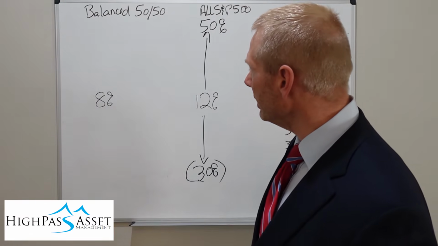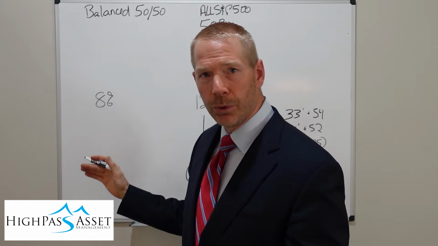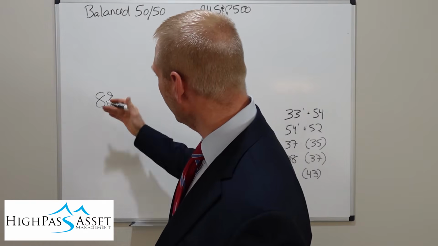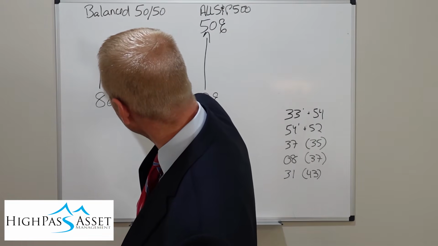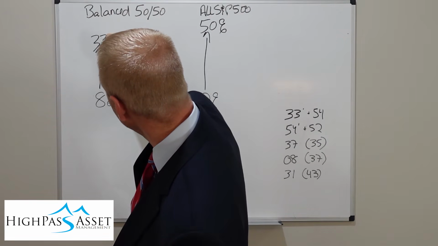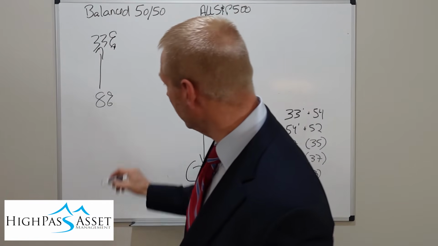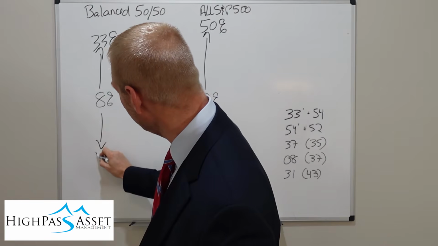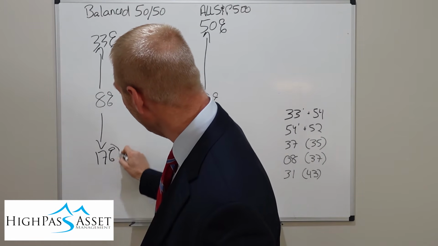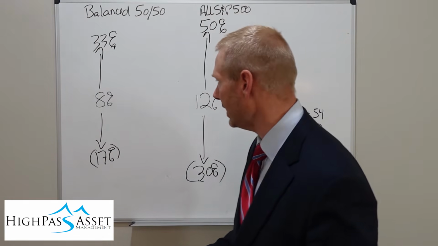A balanced fund is going to offer a lower return over time. Okay, we're looking for an 8% rate of return here, and our upside is going to be less. In a great year, we might make 33%, and in a really bad year like 2022, we might lose 17%.